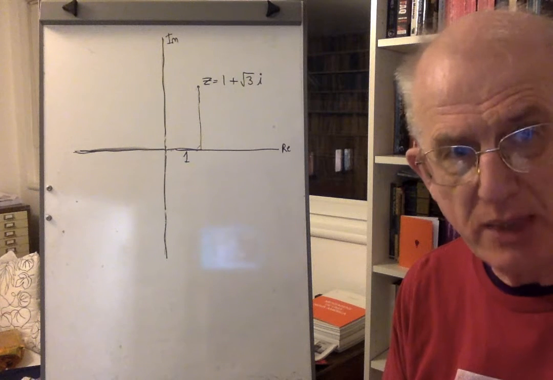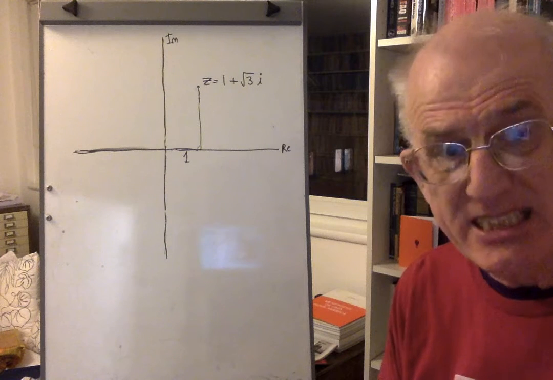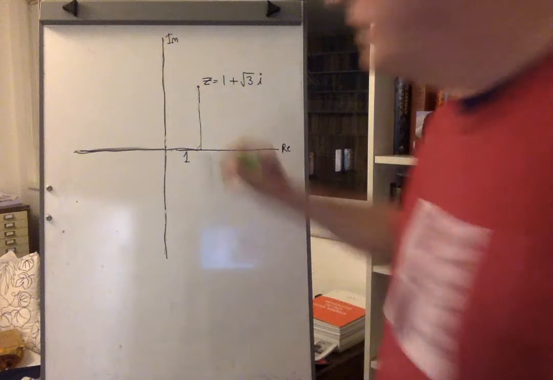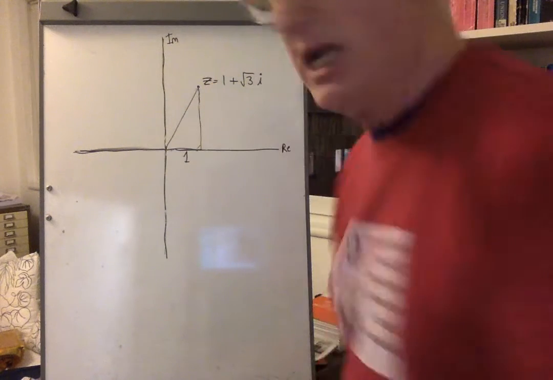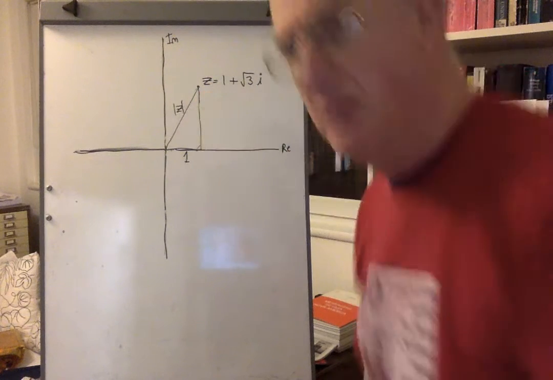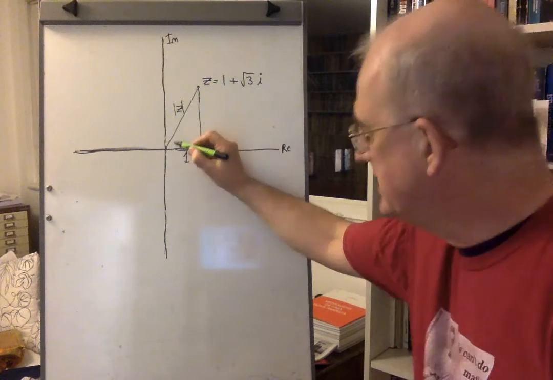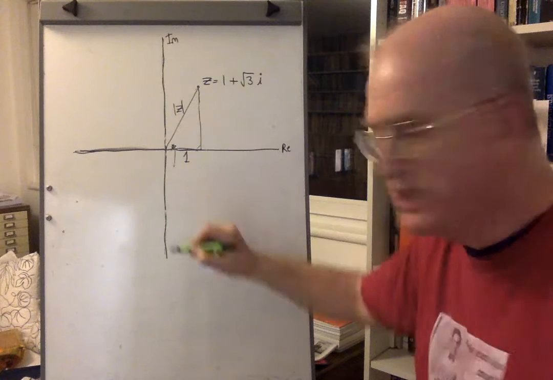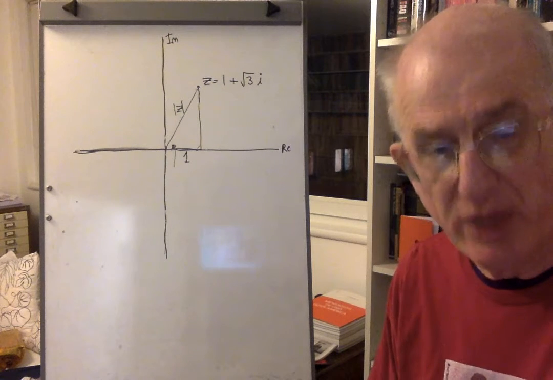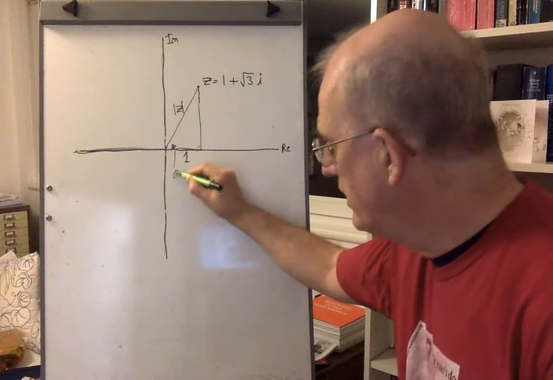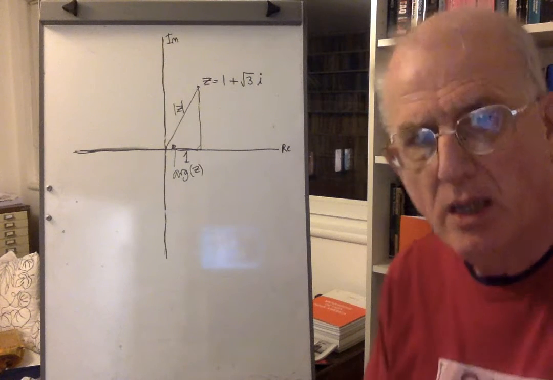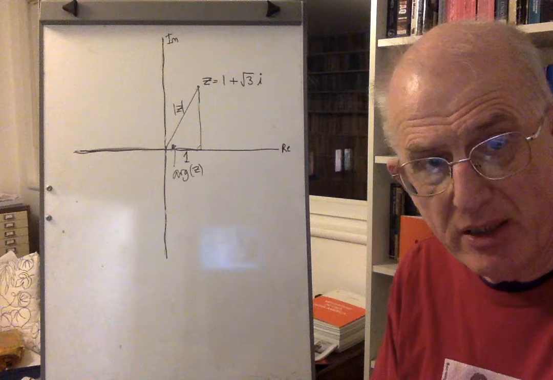The other way of describing it is its distance from the origin and the direction from the origin. So it's that distance, which we call the modulus of z, those two lines, and it's this direction measured as an angle anti-clockwise from the positive real axis, which we call the argument of z. And the question is how to calculate them.